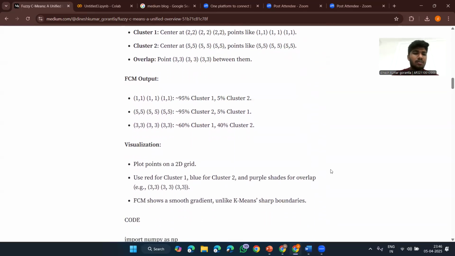Visualization will be plotting points on a 2D grid. Use red for cluster 1, blue for cluster 2, and purple shades for overlap, for example (3, 3). FCM shows a smooth gradient, unlike K-means' sharp boundaries.